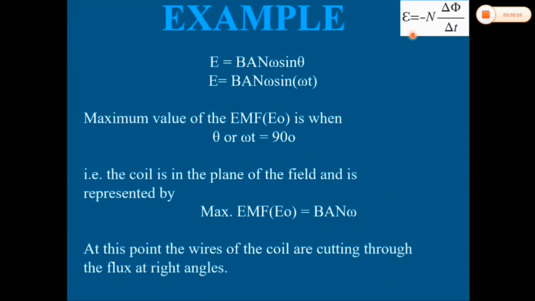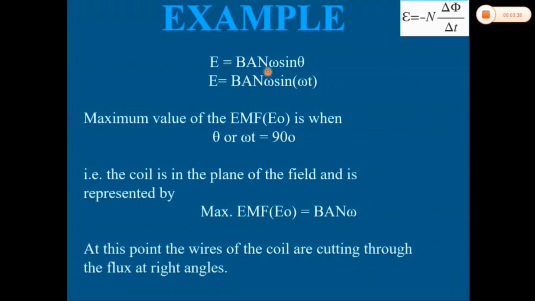We have studied that induced EMF is equal to minus the rate of change of flux. Now the basic equation from where we derived this is induced EMF is equal to BANW sine theta, where theta is the angle between the plane of the coil and the field lines. B is the flux density in Tesla, A is the area, N is the number of turns, W is the angular frequency. Now we know that the maximum value of sine is 1, and it will be 1 when theta is 90 degrees. That is, B and A are at right angles to each other.